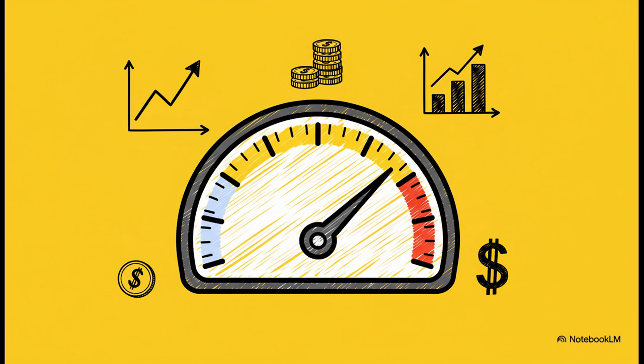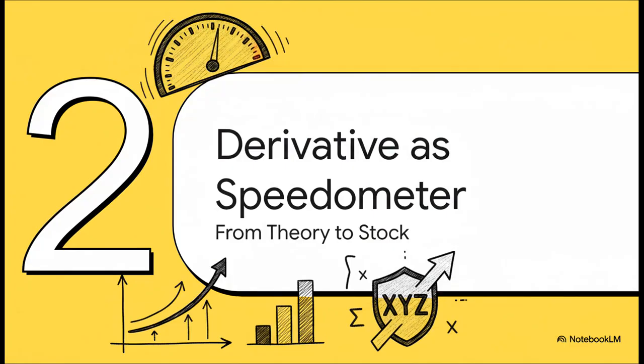You have one in your car, right? It doesn't tell you your average speed for the whole trip. It tells you exactly how fast you're going right now, in this very instant. That is precisely what a derivative does for an investment. It's a simple concept, but believe me, it is incredibly powerful. Okay, so we've got our speedometer, cool theory. But now let's see how this actually works.